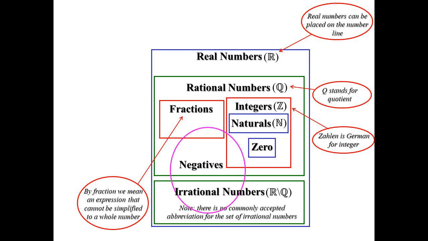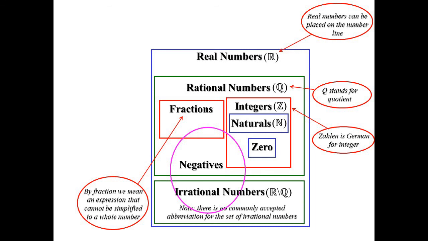Overriding all of those, we have negative numbers. You can have negative fractions, you can have negative integers. Notice it doesn't overlap the naturals, because you can't have negative natural numbers. And it doesn't overlap 0, because, well, negative 0 doesn't make sense. But you can have negative irrational numbers. Okay, so that's our set of numbers that we know so far.